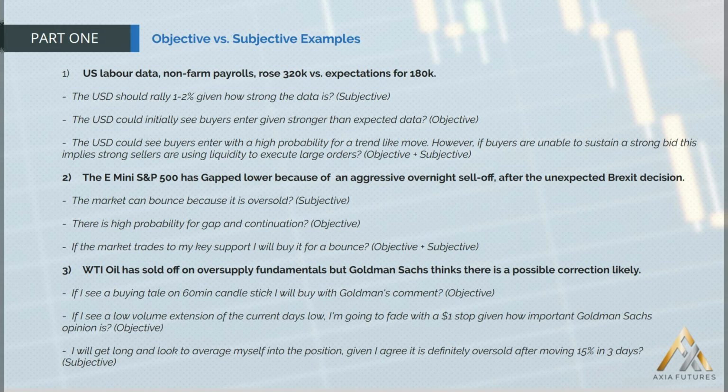Then, our next example. If I see a low volume extension of the current day's low, I'm going to fade it with a $1 stop given how important Goldman Sachs' opinion is. Again, it's a trick. Of course, we're leaning on Goldman Sachs' comment. However, we are utilizing an objective trading strategy to execute on. And because of that, we are remaining objective, even though we are using somewhat of a subjective statement from Goldman Sachs.